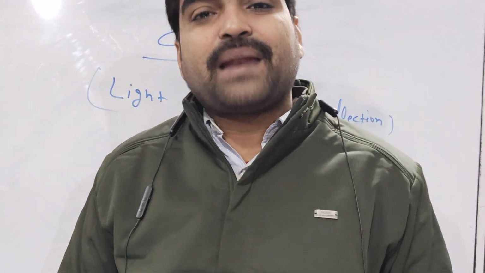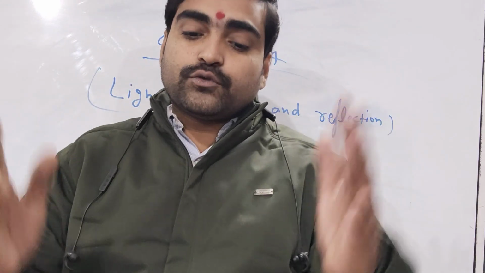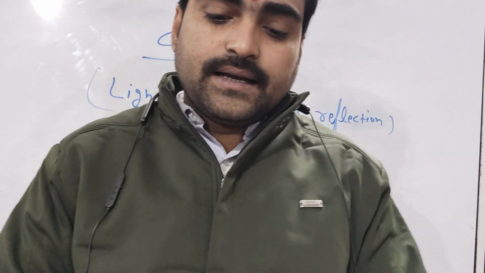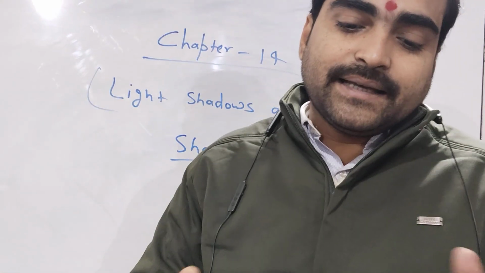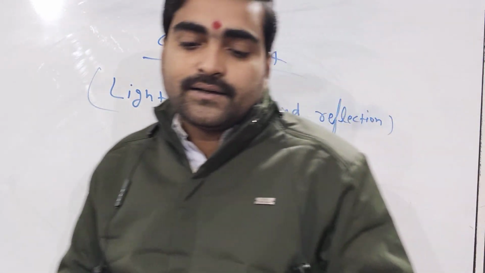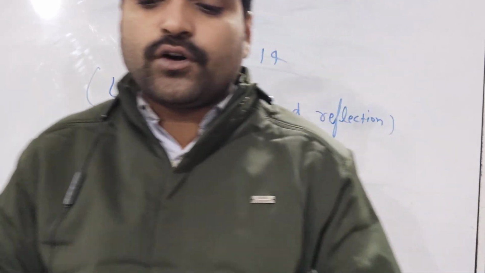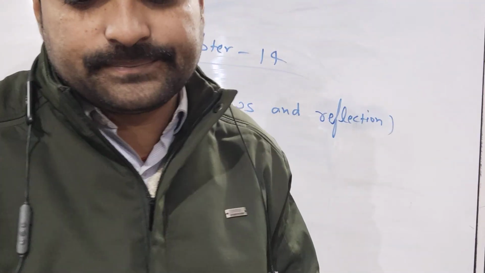A shadow is always black in color, and if translucent objects are placed in the path of light, then shadows are formed, but they are faint. Unlike the dark shadows formed by opaque objects, transparent objects do not form a shadow as they allow the light to pass through them completely.